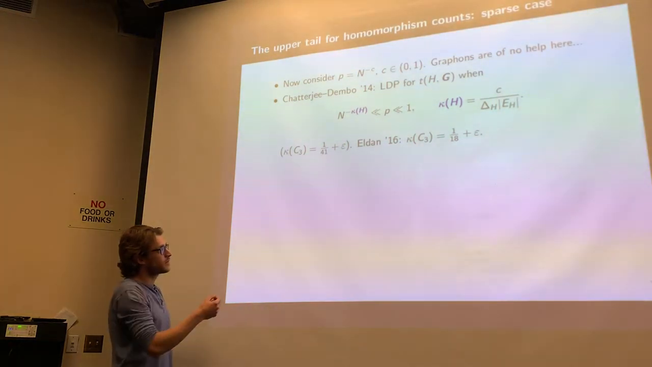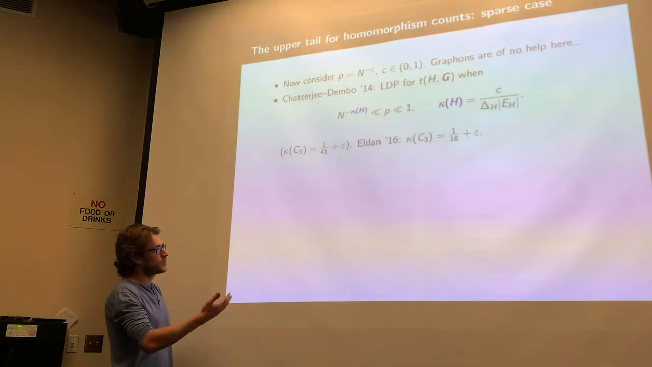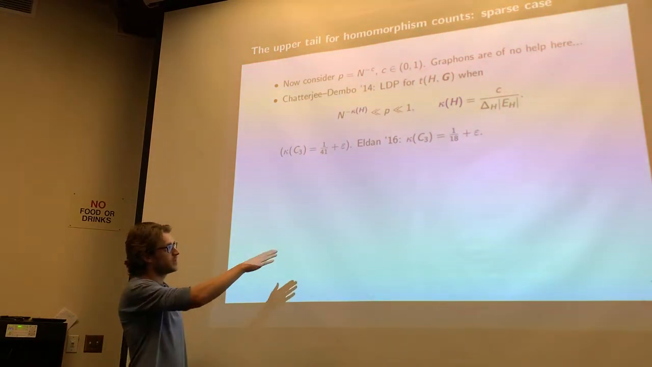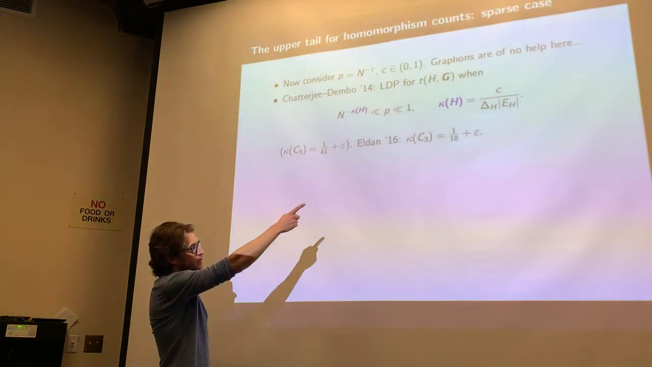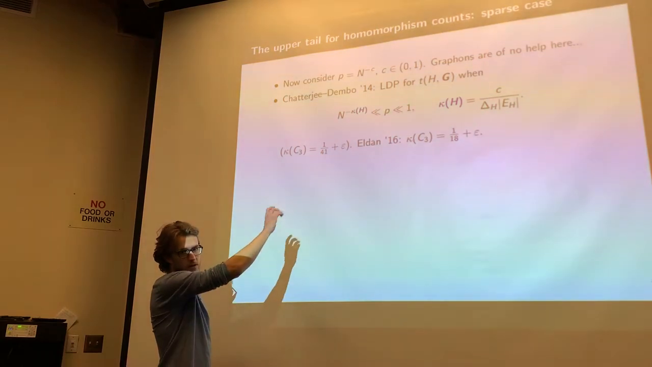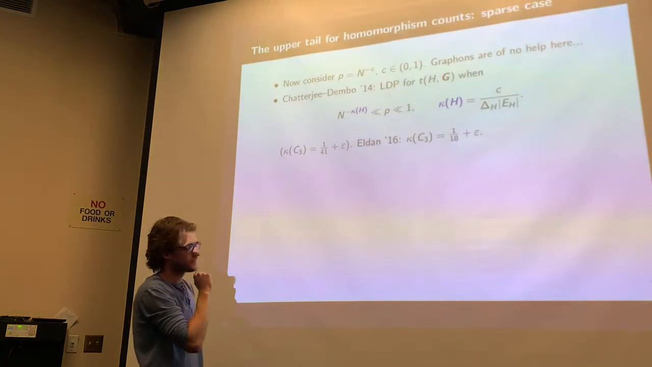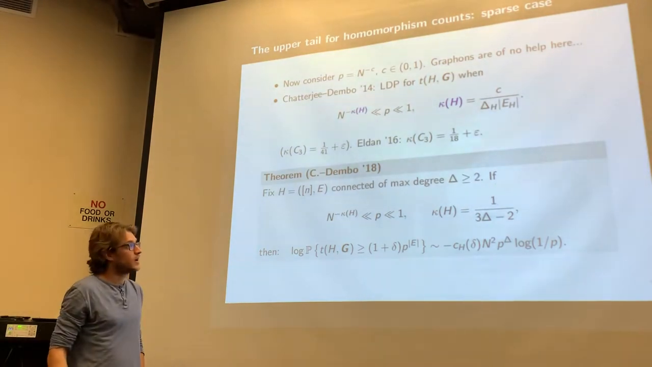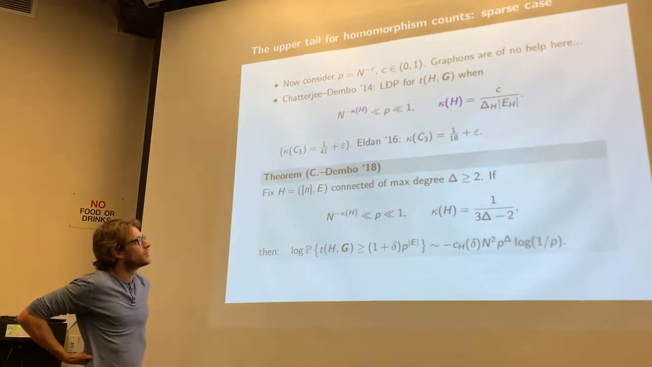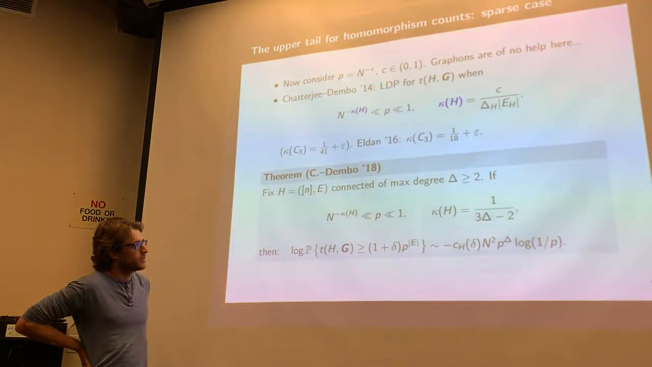In Eldan's subsequent improvements, he got this down to 1 over 18. But there aren't any extra ingredients in terms of improving this kappa. I mean, from his paper, you can't do anything more than improve this little constant c of the numerator. It doesn't help with this dependence on the number of edges. What is delta of H? That's the max degree. Yeah, so H has max degree delta sub H, and E sub H is the edge set.